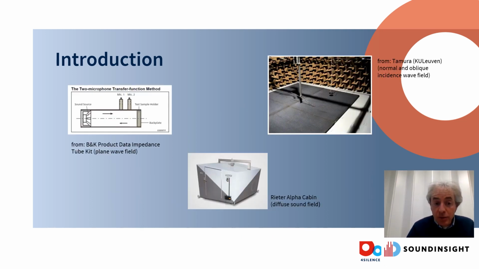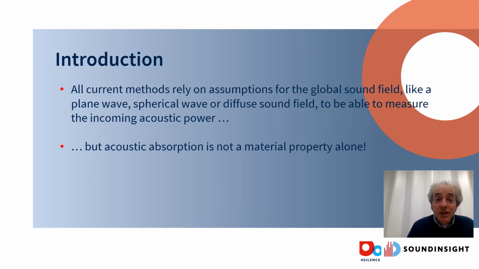So there are methods available to measure the sound absorption coefficient. But these measurement devices, which you show here, like an impedance tube or an alpha cabin, or like this Tamura method, they all require special equipment. They all require a laboratory to make a global sound field such that we have enough information to separate the incoming from the reflected sound field. So all these current methods rely on a known global sound field, like the two plane waves in an impedance tube or a diffuse sound field in a reverberation chamber. They have to know the global sound field, otherwise it's impossible to separate the incoming from the reflected sound power.